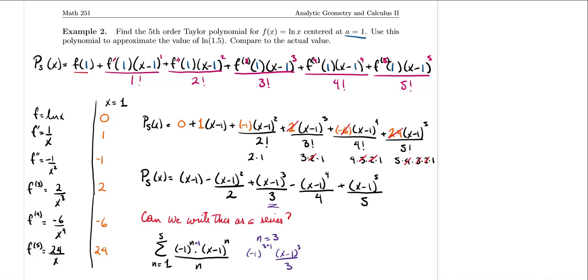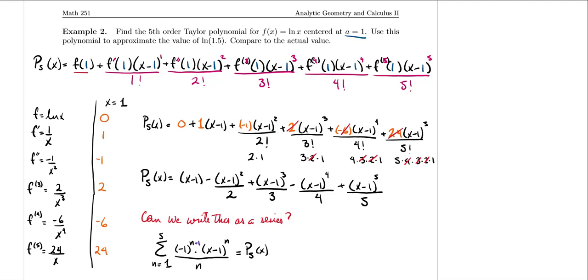Is this giving us our third term? Well, negative 1 to the 4, that's positive, checks out. X minus 1 cubed, got it, divided by 3. Okay, it all works out. So if we wanted to write this polynomial as a series, this would be our answer. So I'll write here P5 of x.